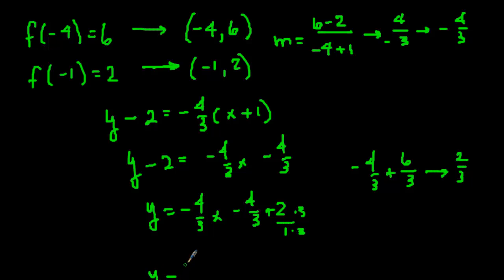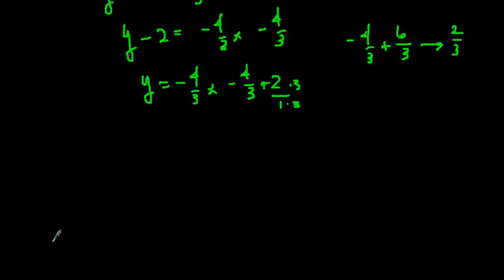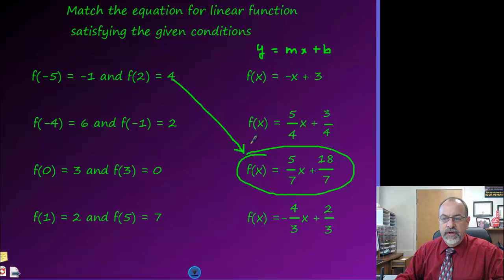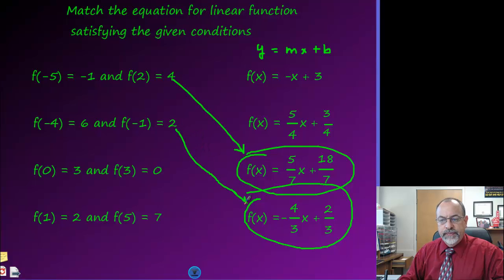So this would be y minus, no, y is, well, let me back that up a couple notches, and then let me move this up a little bit. It's a little bit easier to see. So I'm going to have then y is equal to negative 4/3 x plus 2/3, and then I'll use the function notation. This is f of x. So negative 4/3 x plus 2/3. So if I go back here, negative 4/3 x plus 2/3. So this one goes with this one.